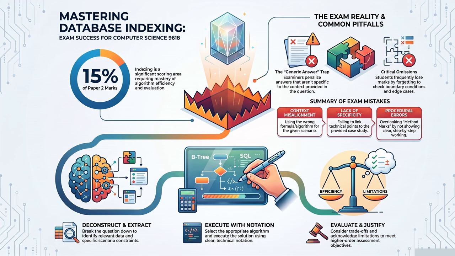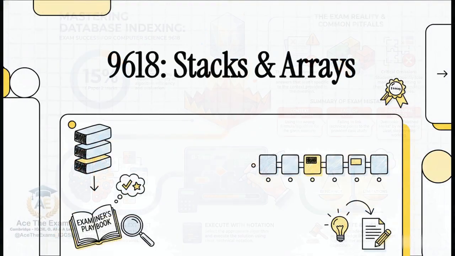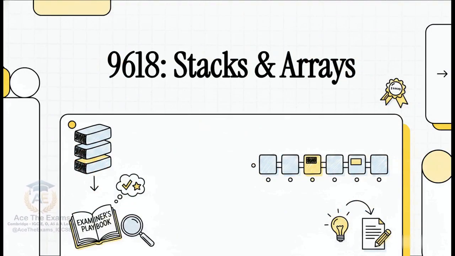Welcome to this explainer. Look, if you're tackling the Cambridge Computer Science 9618 syllabus, you already know that implementing stacks using arrays isn't just a random topic. It's absolutely crucial. Why? Because it literally shows up in every single examination series. You can't avoid it. So today, we're tossing out the standard textbook reading. Instead, we're opening up the examiner's playbook to figure out exactly how you can lock down those top-tier marks.